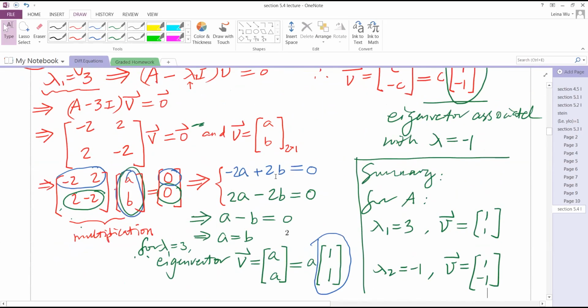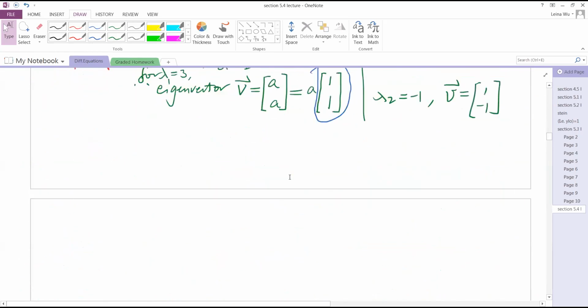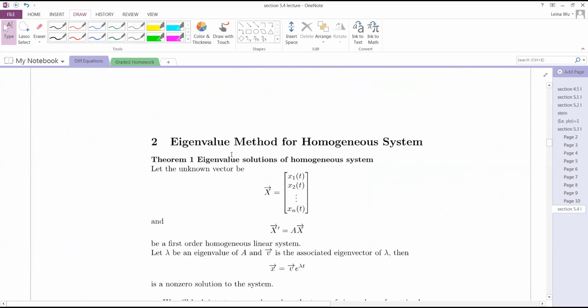So that's a very quick review or introduction of what an eigenvalue is and how you find an eigenvector. Next, let's talk about how we actually use the eigenvalue to solve a homogeneous system. Again, we're emphasizing this is for a homogeneous system.